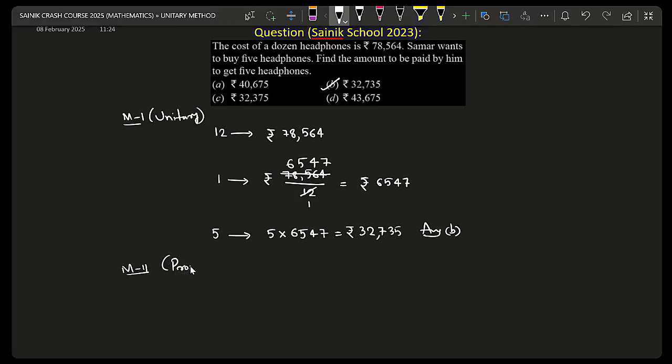Proportion method. How many types of proportions you know, Abhiday? Sir, 2. What are they? Sir, direct proportion, inverse proportion. Yes. Let me write the number of headphones here and let me write the cost here. 12 headphones cost, we got 78,564. And 5 headphones cost, we want to find. Now, number of headphones and cost, they are in direct proportion or inverse proportion?